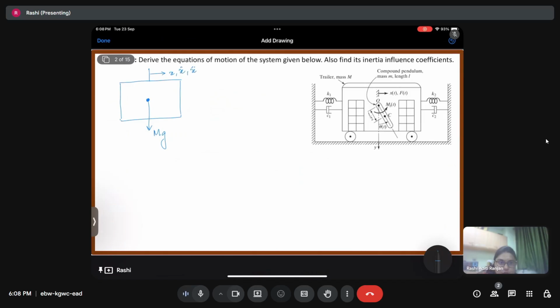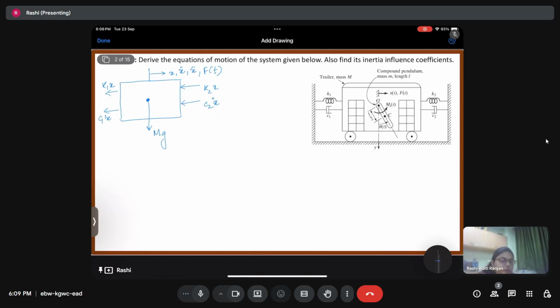And then there is a forcing as well, which is F of T. Although it is not mentioned what kind of forcing it is, whether sinusoidal, constant, or anything, we can just write it as capital F. Because of this, the springs and dashpots are going to apply forces of K2x and K2x dot, K1x, C1x dot. These are the forces acting on the mass.